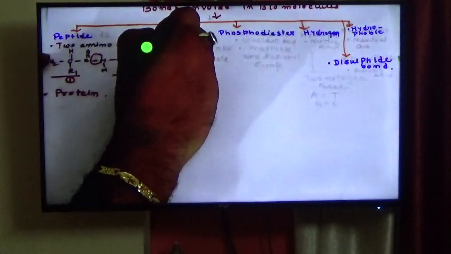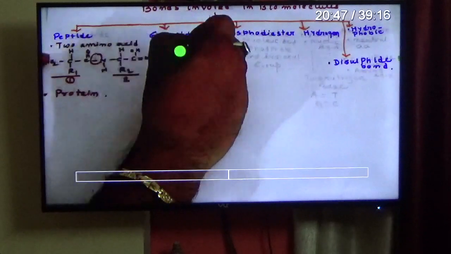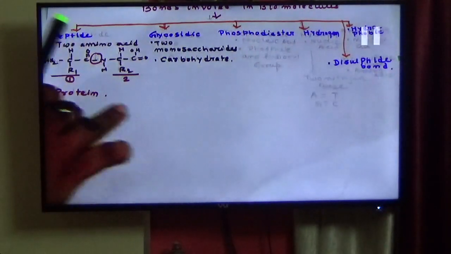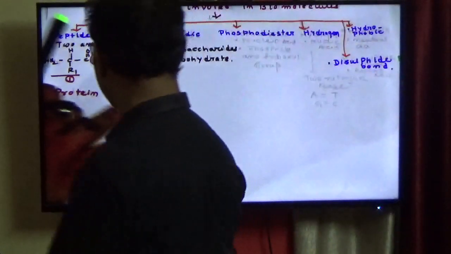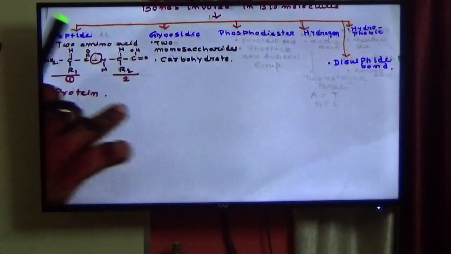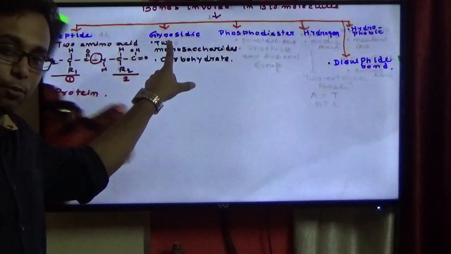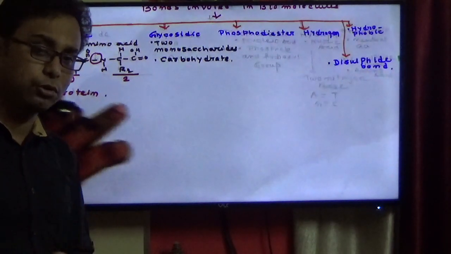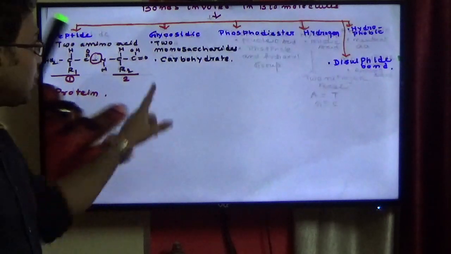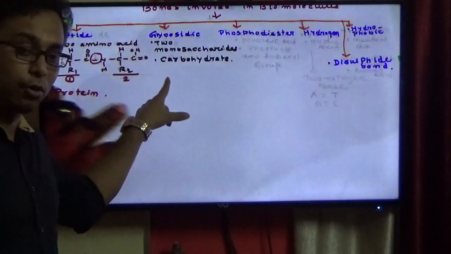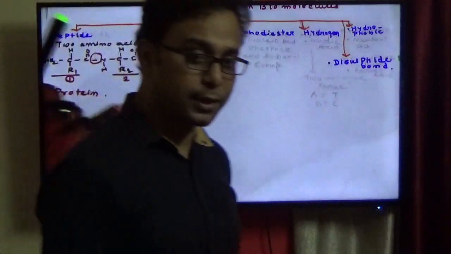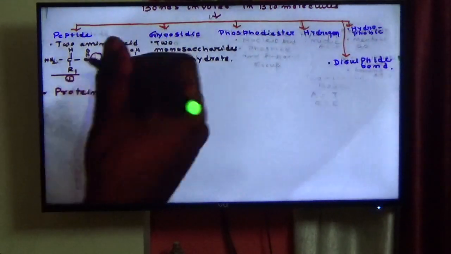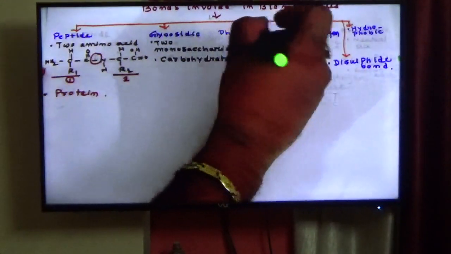Next we discuss the glycosidic bonds. In the glycosidic bond, two monosaccharides are joined together. Two monosaccharides like glucose, fructose, galactose are all joined together by the glycosidic bond. So the glycosidic bond is present in carbohydrates. Now next we discuss the phosphodiester bond.